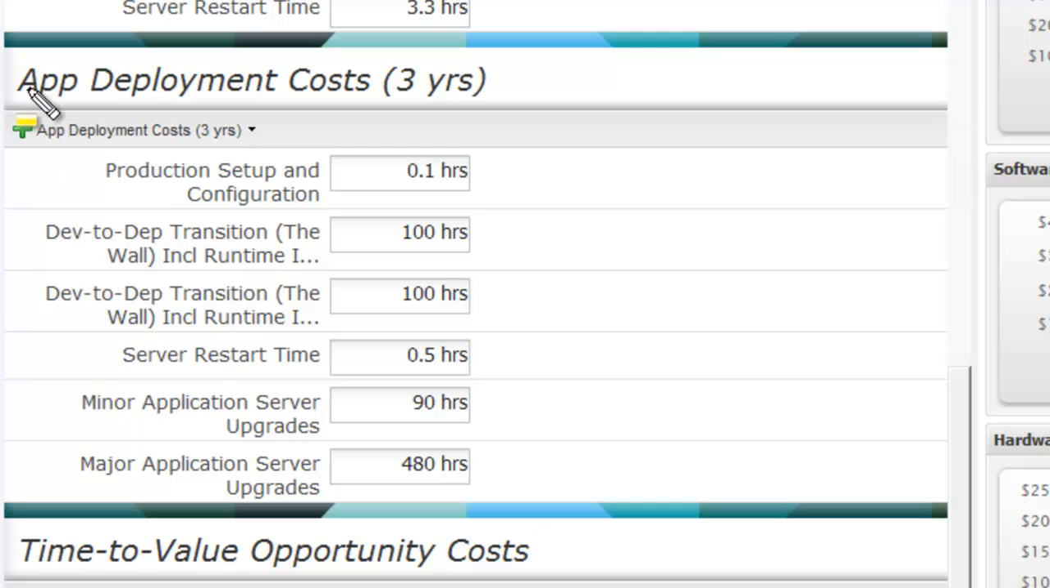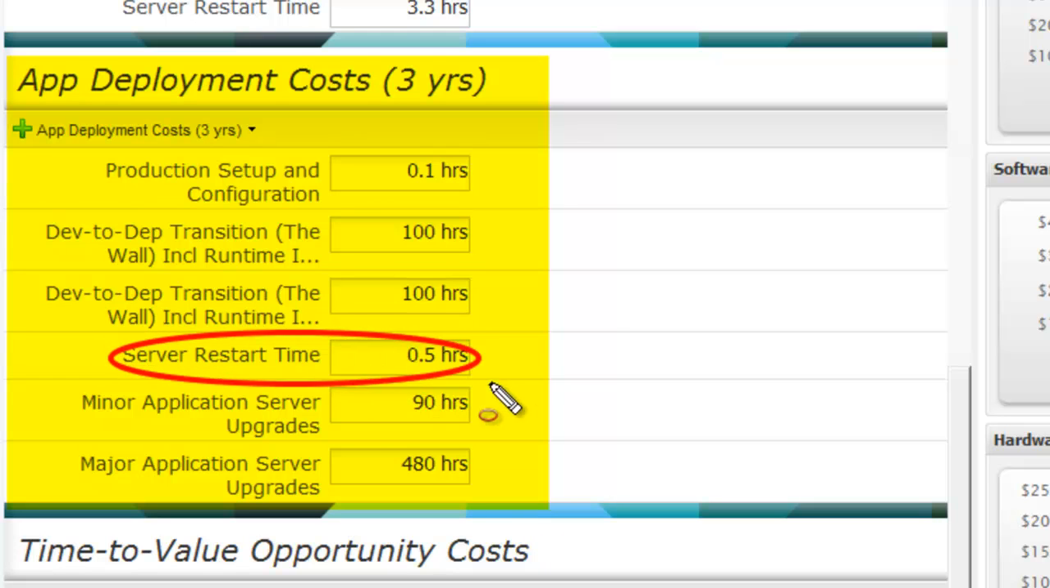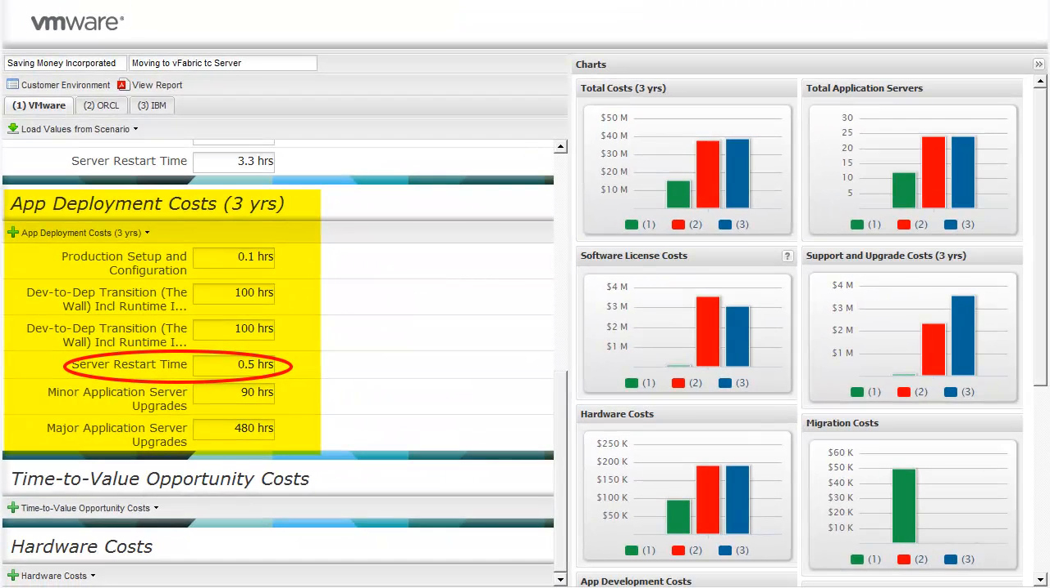Application deployment. These are operations costs. We need to set up test, QA, and production environments, and configure these for failover or disaster recovery. Once the system is up and running, we'll look at factors such as dev to production transition times, the time it takes to restart a system, and the time it takes to patch or upgrade an existing system.